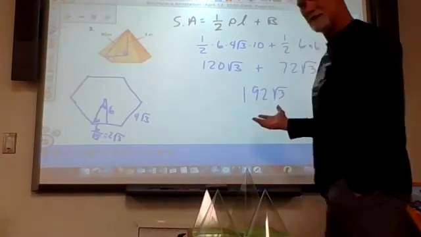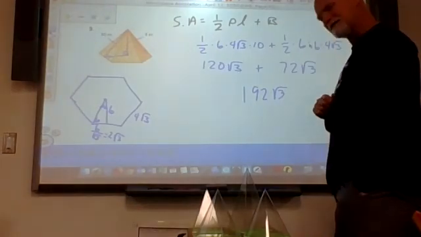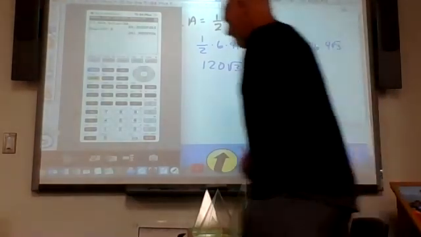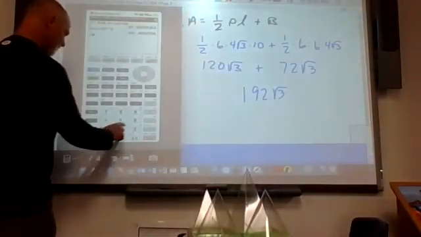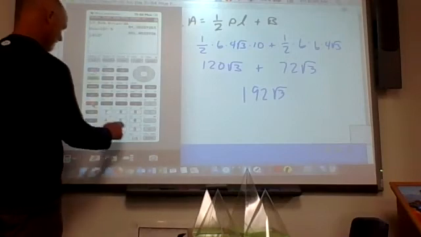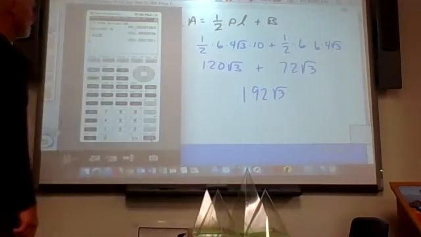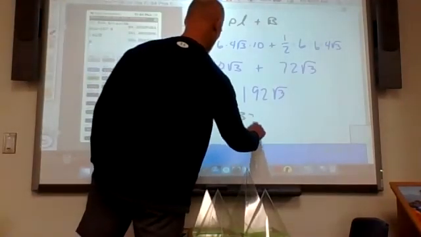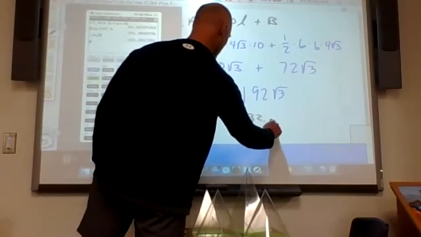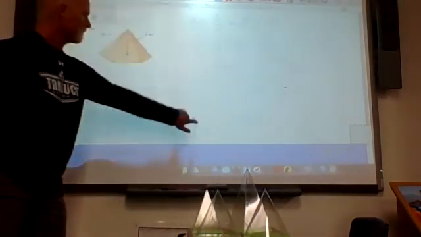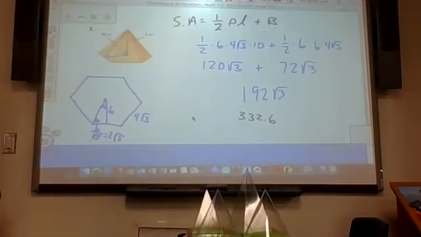That would be more than acceptable as an answer. That would be an exact answer, as a review. And then on the calculator, if we needed that actual answer rounded to the nearest tenth, we would put that in like so, and we would get 332.6. So that would be how you find the surface area of a pyramid.